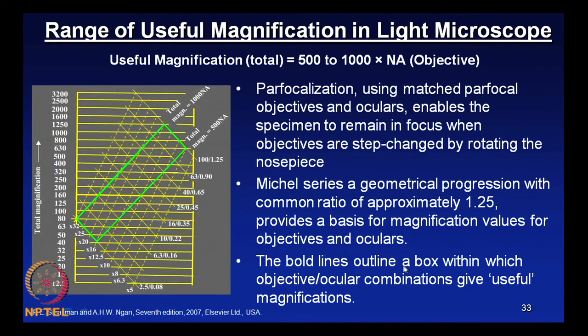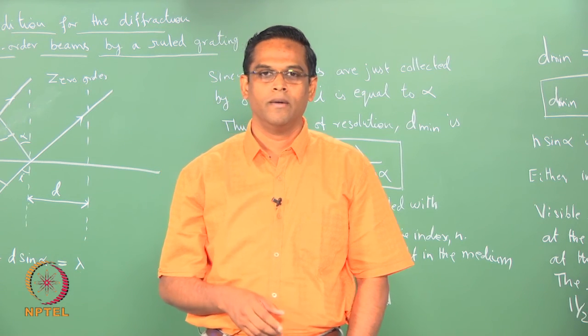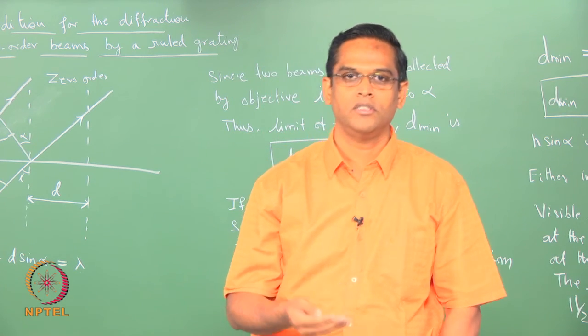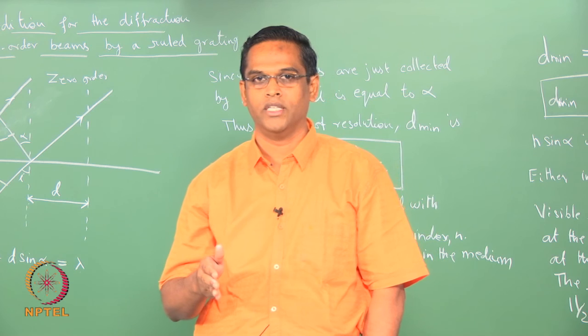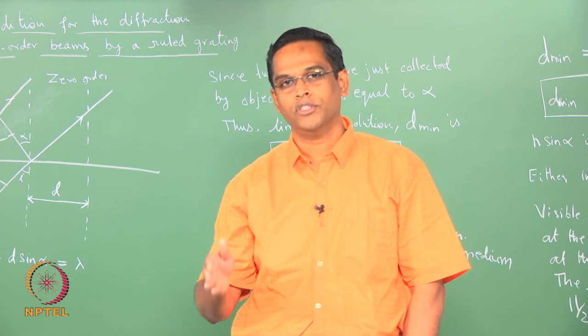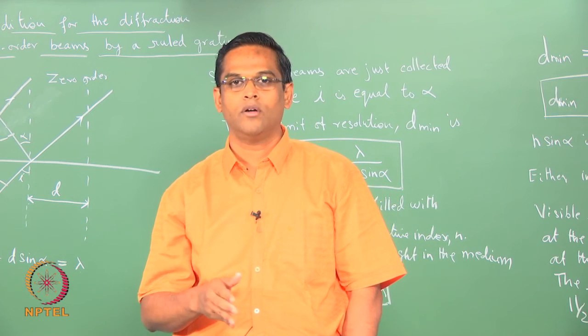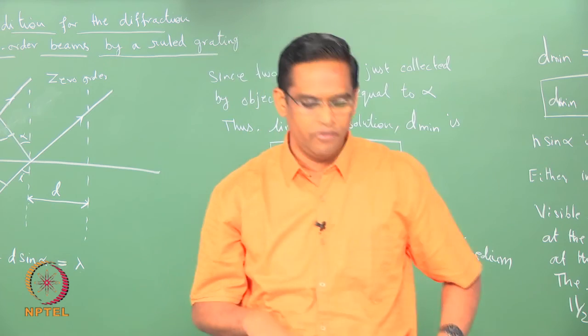The bold lines outline a box within which objective and ocular combinations give the useful magnification. So this is the boundary. You take an ocular magnification and then an objective magnification, and within this matrix you find that the total magnification is useful. It is not that all magnification values are useful. We were initially talking about magnification, and now we are talking about useful magnification, and anything outside this green box is called empty magnification. So we can write a definition for this.